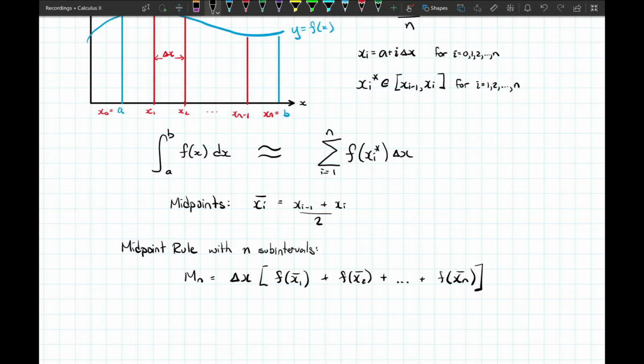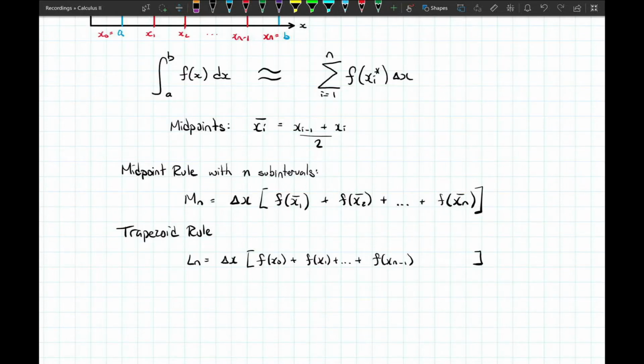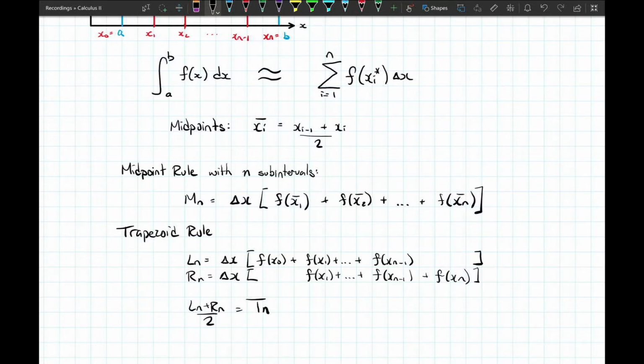But let's introduce a new rule here, the trapezoid rule. The trapezoid rule is nothing more than taking the left endpoint rule and the right endpoint rule, adding them together and dividing by 2. We're going to take the area given by using left endpoints, Ln, and the area given by using right endpoints, Rn, and find the average of those two. Now, if you take Ln and Rn, add them together and divide by 2, what you actually get is the trapezoid rule, Tn.